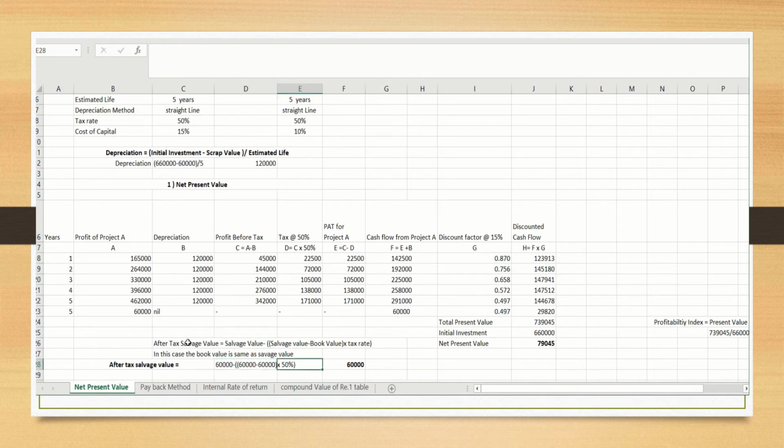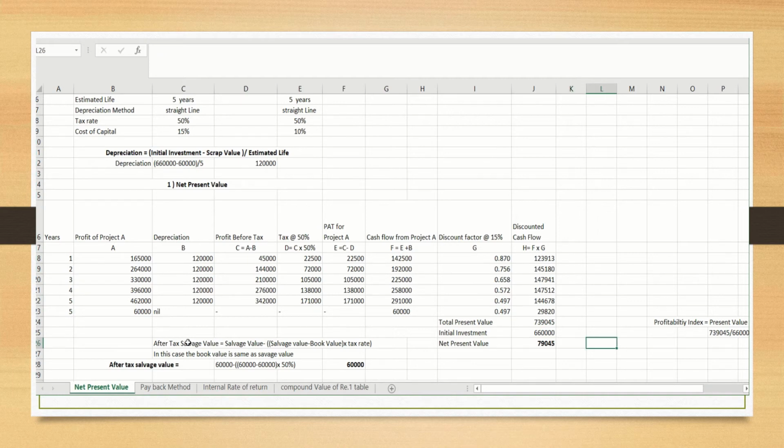The after tax salvage value is 60,000 only, which we write in the column of cash flow, which will be discounted by the discount factor at the rate of 15% for the fifth year, that is 0.497, and hence the cash flow would be 29,820. This will bring the total present value of cash inflows to 7,39,045, from which we will deduct the initial investment of 6,60,000. So the net present value would be 79,045.